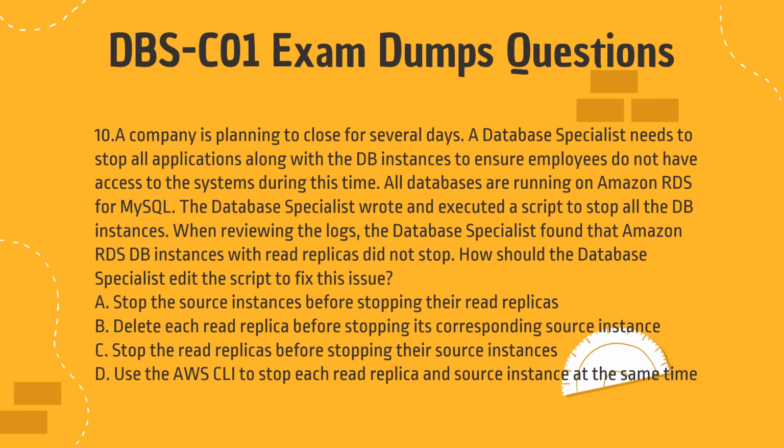A. Stop the source instances before stopping their read replicas. B. Delete each read replica before stopping its corresponding source instance. C. Stop the read replicas before stopping their source instances. D. Use the AWS CLI to stop each read replica and source instance at the same time.